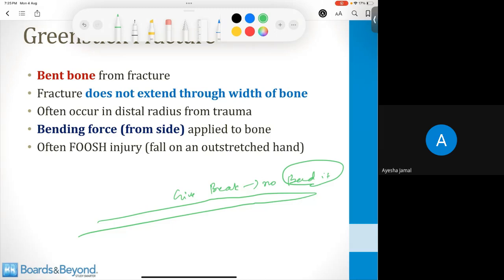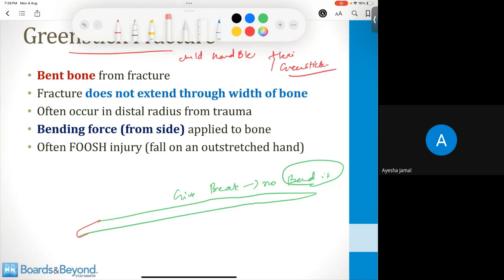We cannot break a green stick. We can only bend a green stick, right? So the green stick fracture is basically going to be seen in pediatric patients, or children. Why? Because children do not have hard bones. They have flexible bones, just like a green stick.